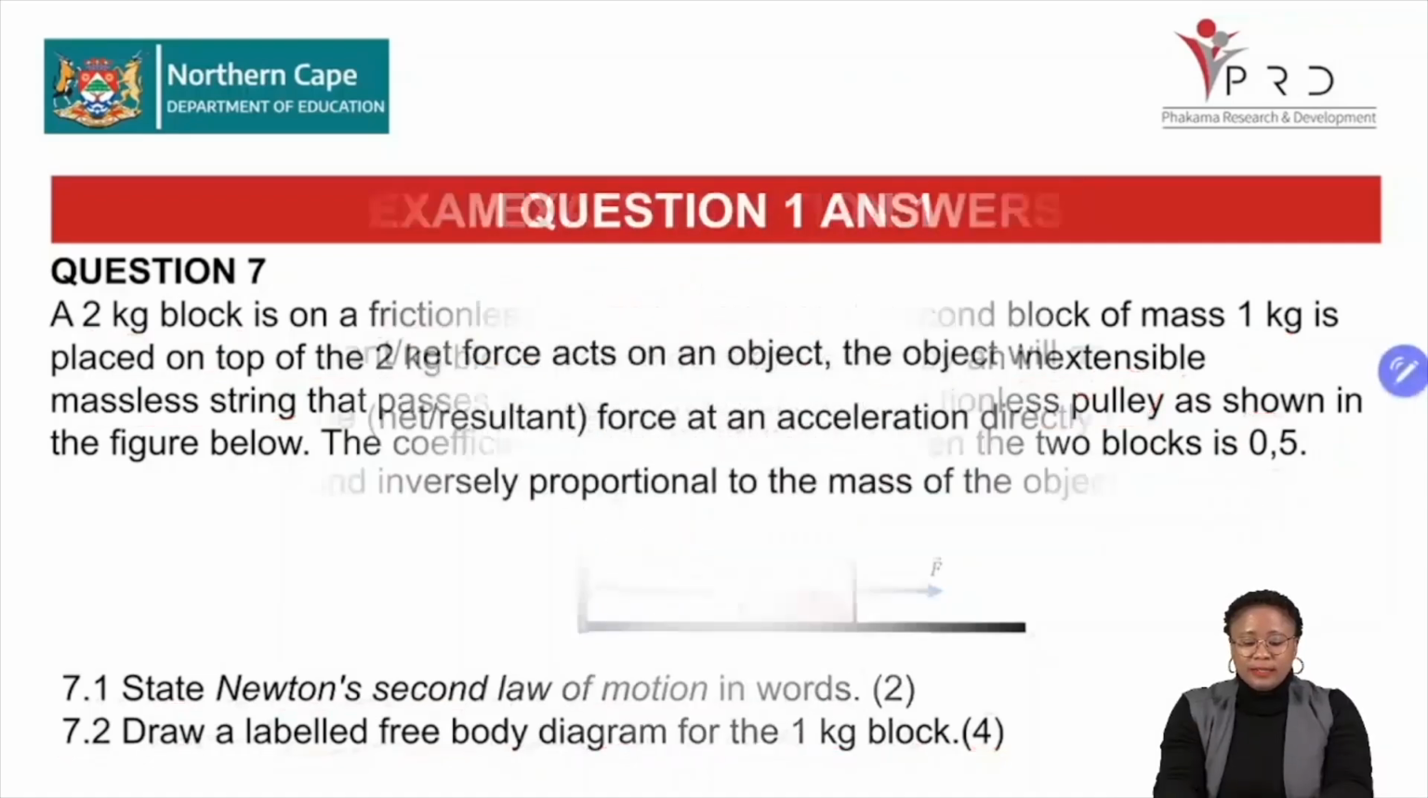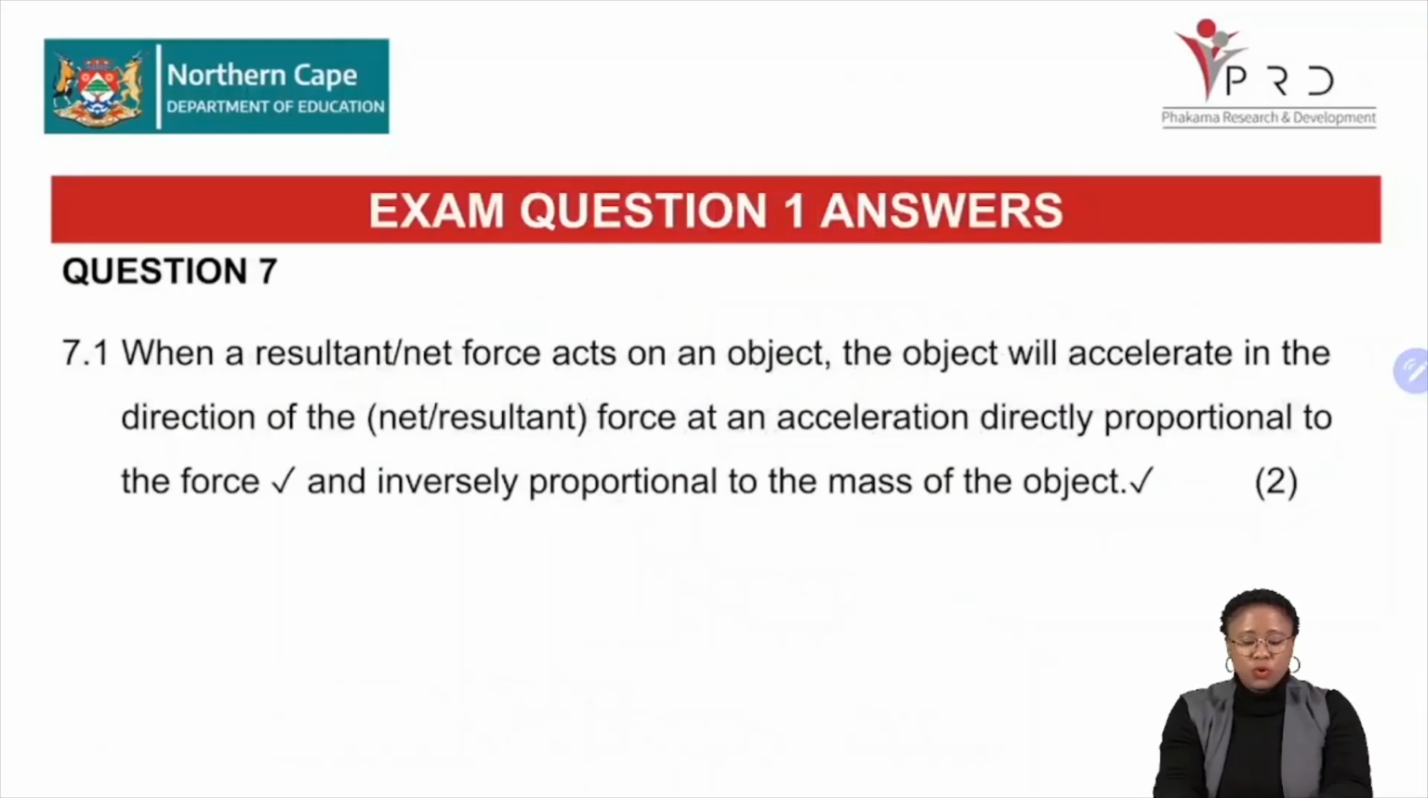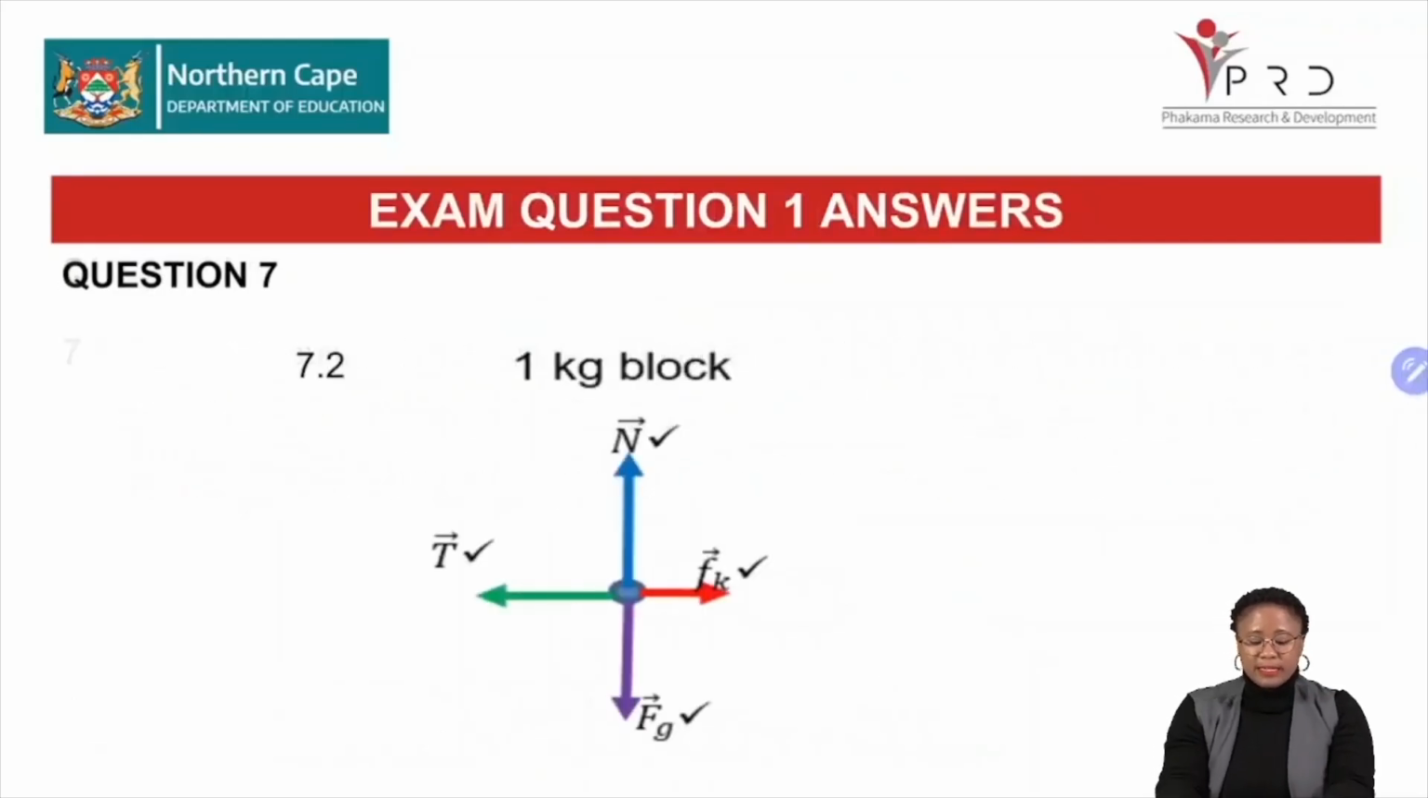Now, let's look at how to draw the free body diagram. That is how we should draw our free body diagram. The first thing that you are going to include is the normal force. Remember, the normal force is the force that is exerted by the surface on the object, and it must always be perpendicular to the surface. And then opposite to it, we have our Fg, or weight, which is our force of gravity, which is always acting downwards.